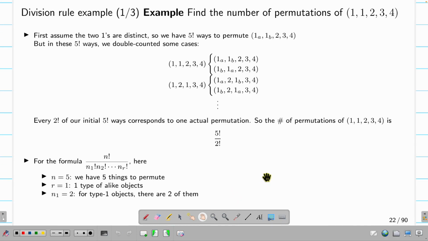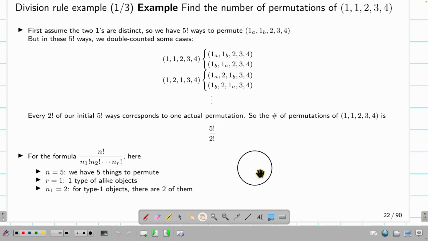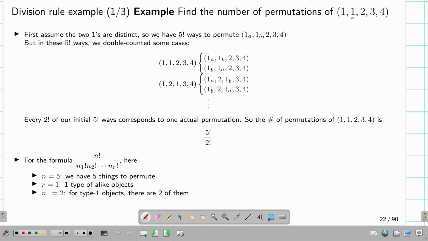Now I'm going to repeat this example 3 times to make you understand it clearly enough. So suppose I have 1, 1, 2, 3, 4. First we assume the 2 ones are distinct, so we add A and B in the subscript. So now we have 5 things because 1A is not 1B, okay? Then what's next? How many permutations are there for 5 objects? 5 factorial. So 5 factorial is 120, okay?